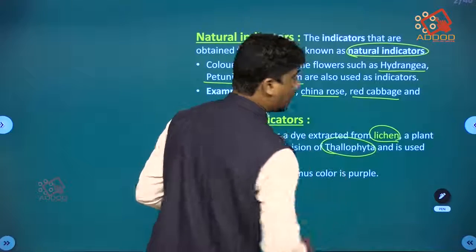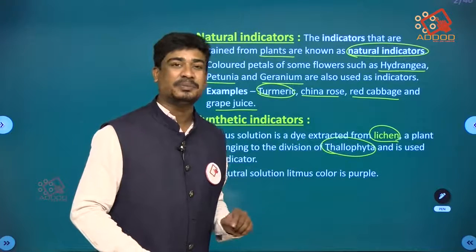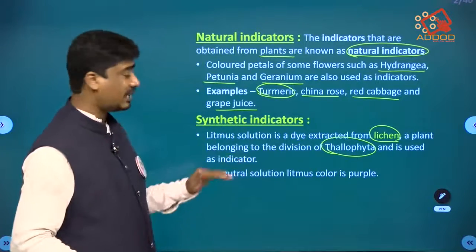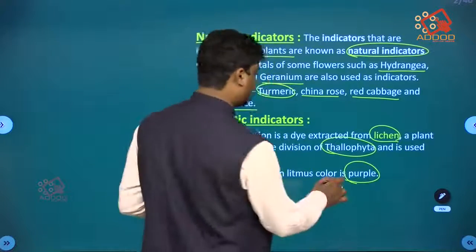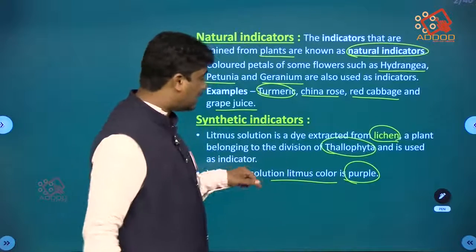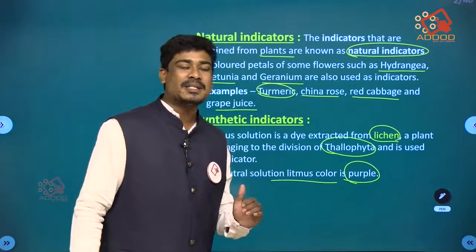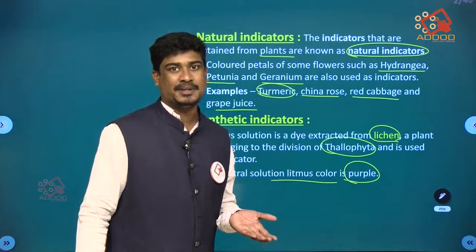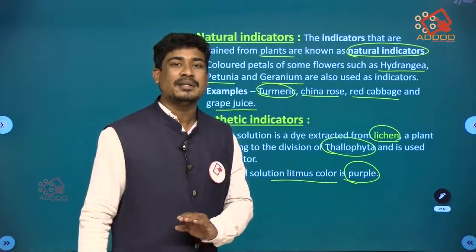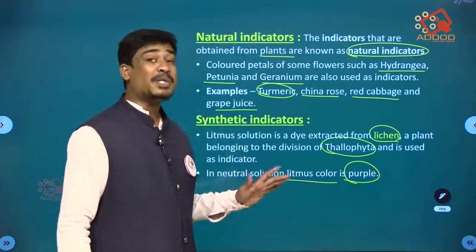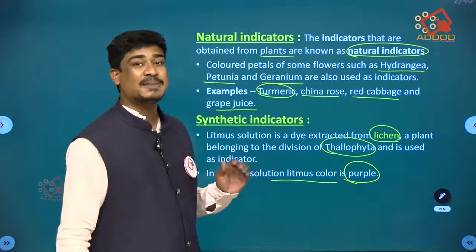Okay, important bit: lichen is which group of plant? Thallophyta group, and it is used as an indicator. In neutral solution, litmus color is purple. We have already studied that if blue litmus changes into red color, that indicates acid. If red litmus is converted into blue, that indicates base. So what about neutral? If litmus paper is placed in neutral solution, the color of litmus is purple.